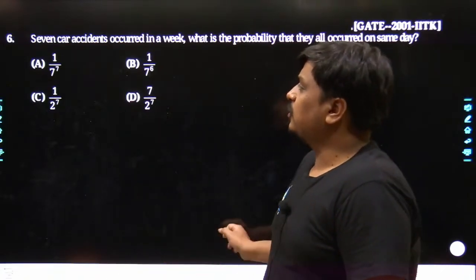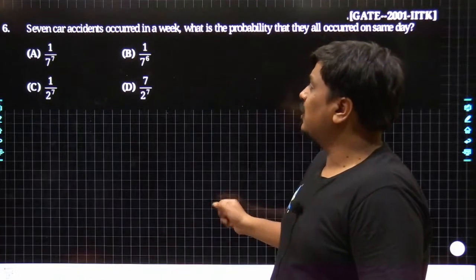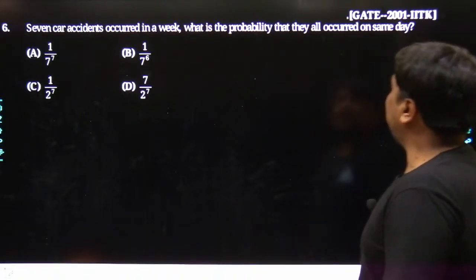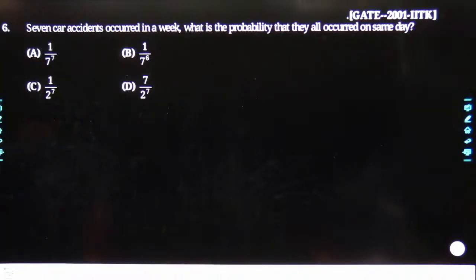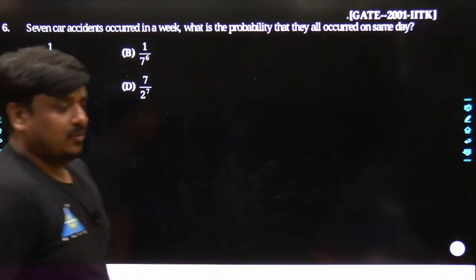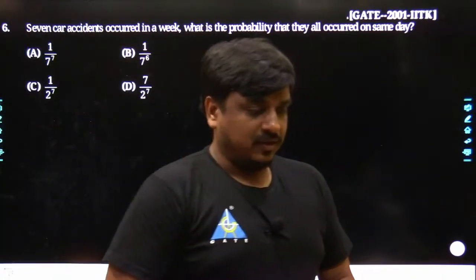What does the problem state? The problem states that 7 car accidents occurred in a week. What is the probability that they all occurred on the same day? May I know what would be the best answer? The same concept has to be used, the concept which we used in the last problem, question number 5 in the sequence. Tell me what would be the best answer for this given problem.